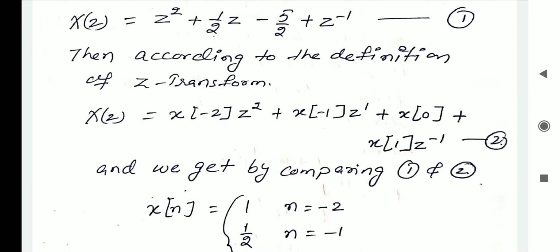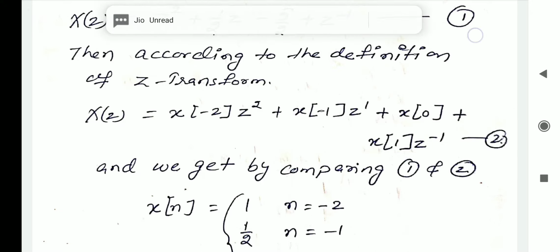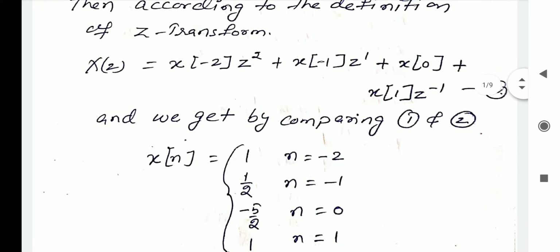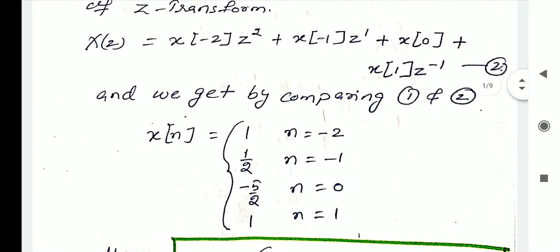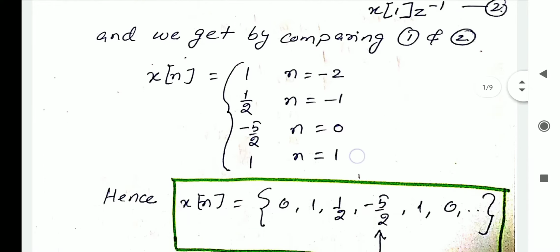This equation 1 can be written as x of minus 2 into z square plus x of minus 1 into z to the power 1 plus x of 0 plus x of 1 into z to the power minus 1. Now by comparing equation 1 and equation 2, we get the different values of n. At n equals minus 2, the value is 1. At n equals minus 1, the value is 1 by 2. At n equals 0, the value is minus 5 by 2. At n equals 1, the value is 1.